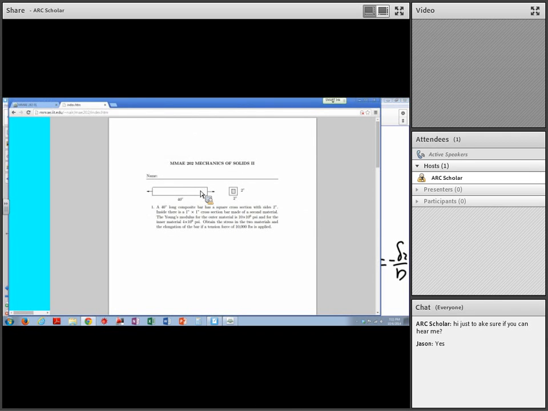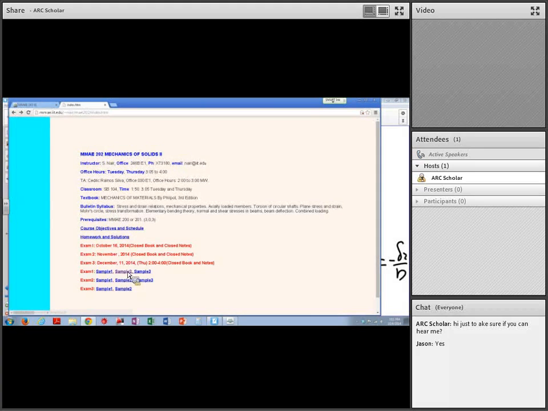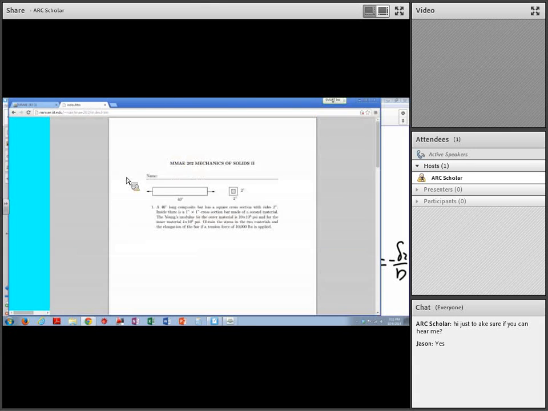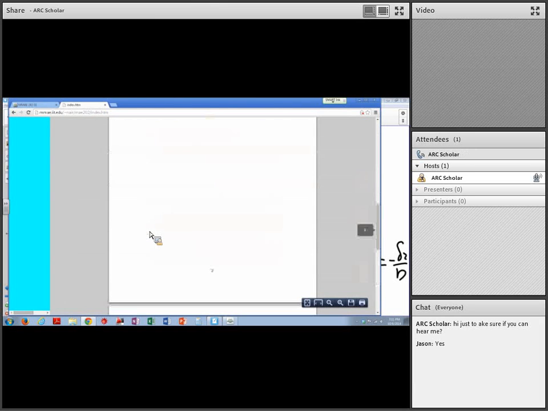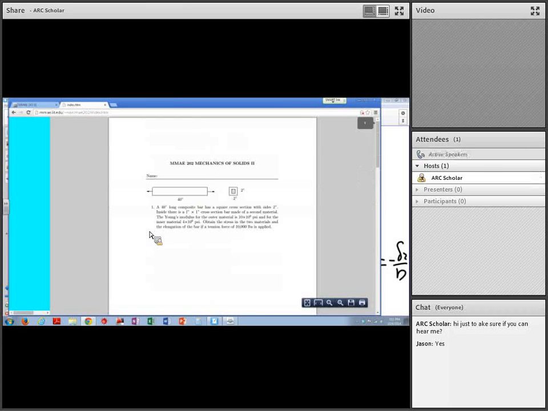Okay, so this is a sample attempt at this one. There are 3 questions. This is how it's going to look for an exam. So let's go to question 1.